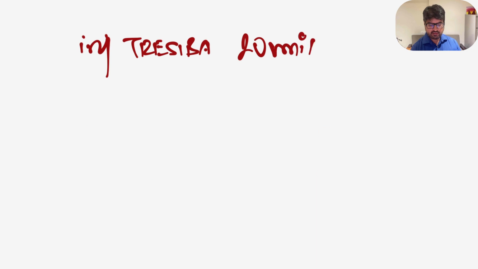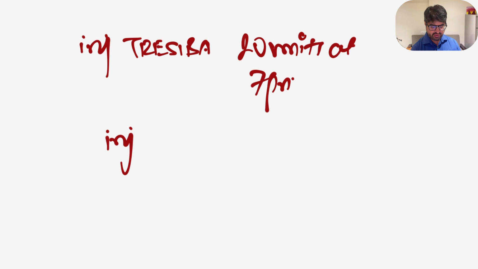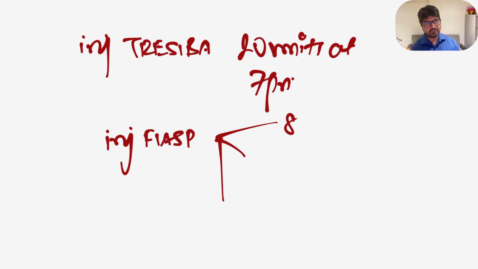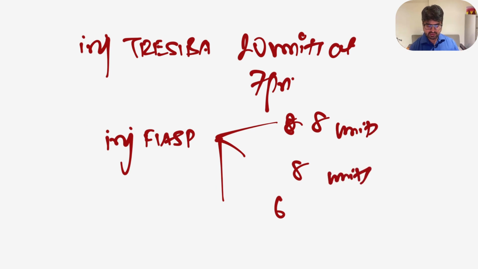So the prescription will be something like this. You give Tresiba 20 units at 7 p.m. and you use FIASP in 3 divided doses. So let's say 8, 8 and 6: 8 units before breakfast, 8 units before lunch, and 6 units before dinner.